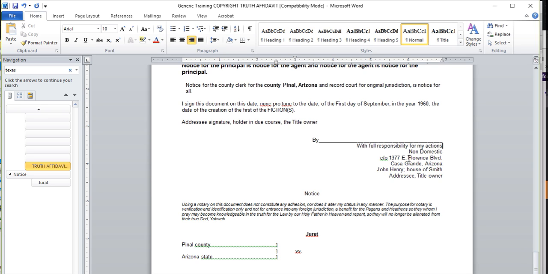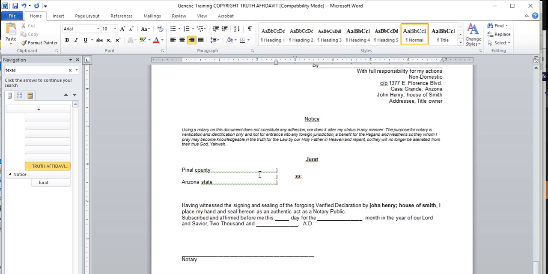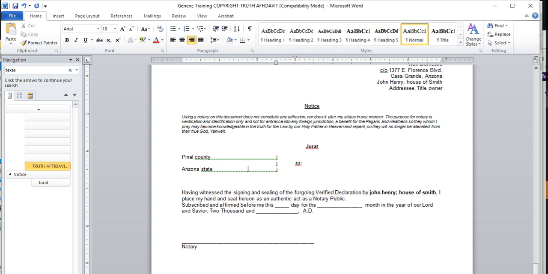That's what I would put now. Non-domestic, care of this address, Casa Grande, Arizona, addressee, title owner. I don't really like this, and I wouldn't do it anymore, quite frankly. I just put it in the notice and demand. That's all that you really need to do. Just tell them. And once you've told them, then they're told.